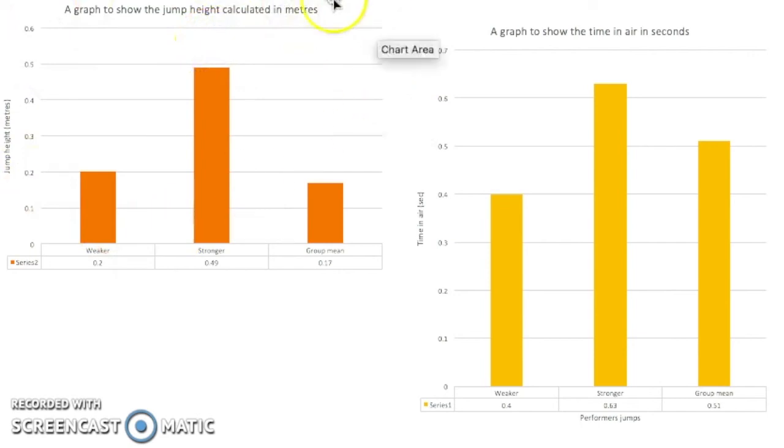And finally, this graph is the jump height calculated in meters, which is super important. So the weaker jumper got a score of 0.2, whilst the stronger performer obtained a jump height of 0.49. This therefore shows that all the different factors add up and contribute to the height of the jump. So therefore, a person who has greater acceleration, velocity, power, impulse, etc., will therefore get a higher jump in, for example, a box out and rebound.